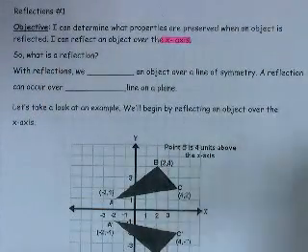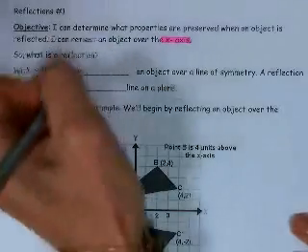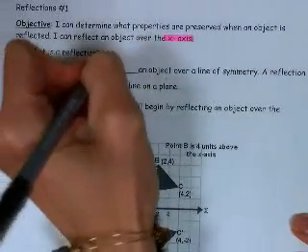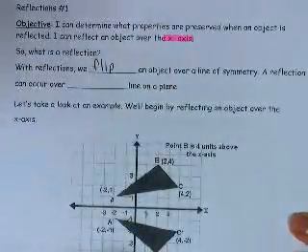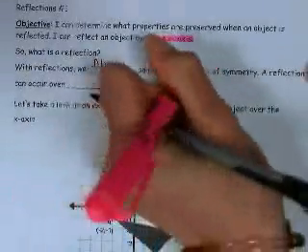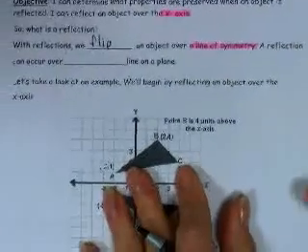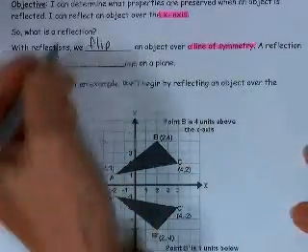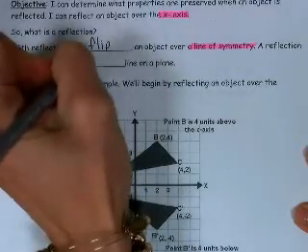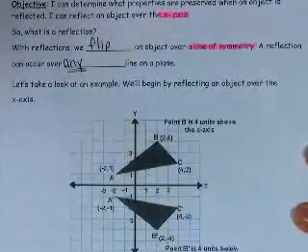So what is a reflection anyway? Well, with a reflection, we flip an object over a line of symmetry. That's an important key piece of information there. It's an important vocabulary word, line of symmetry. And a reflection can occur over any line on the plane.